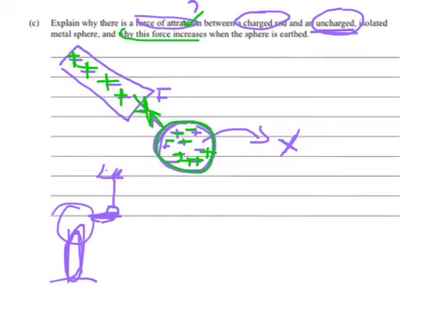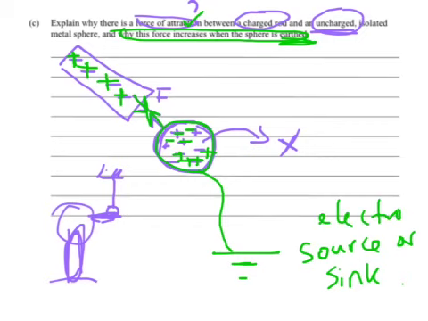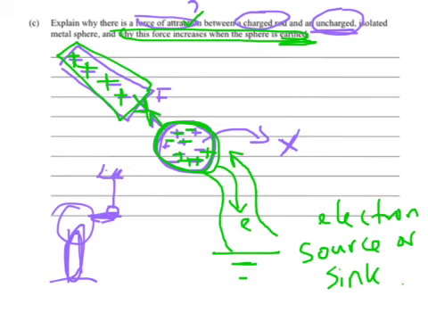So explaining why this force increases when the sphere is earthed. So same situation, but this time we earth it, or ground it, or if you like you can call it a source or a sink for electrons. It's an electron source or sink, which means when you bring this charged rod close, if it's negatively charged, the electrons will be pushed away and they can go all the way down to ground, or if it's positively charged, it's got an extra supply of electrons which can bring them up.